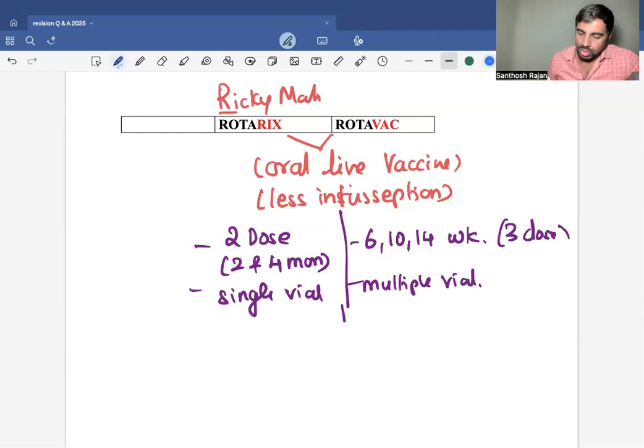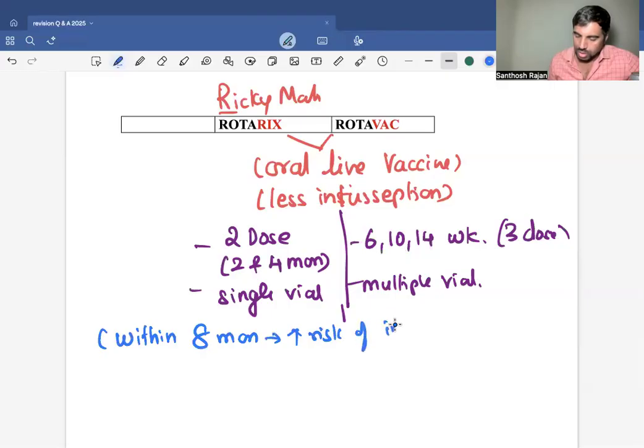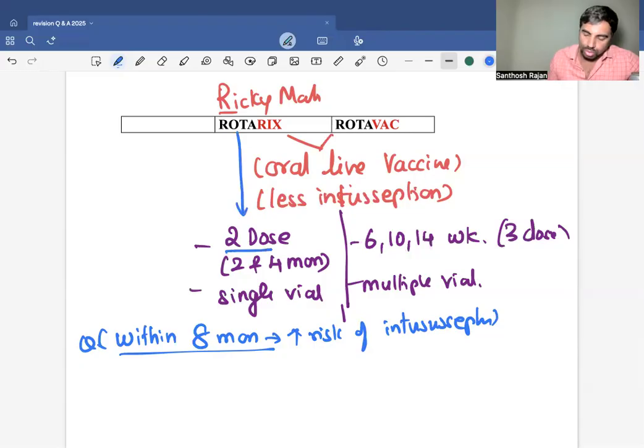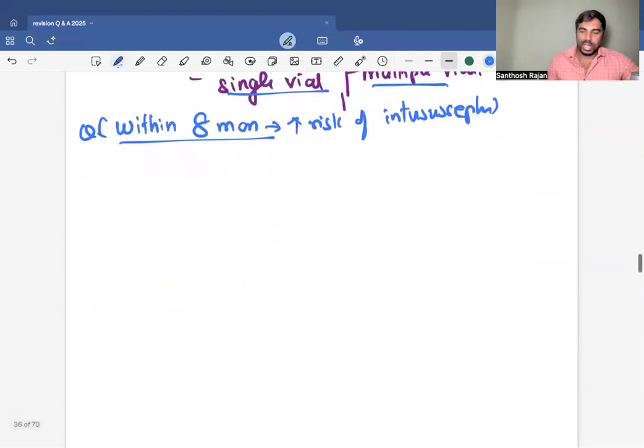Always remember these vaccines have to be given within 8 months, not more than that, because after that there is an increased risk of intussusception. That is the main reason, so always remember within 8 months is important. Rotarix is 2 doses, single vial. Here it is 6, 10, 14 weeks, multiple vial. These are some important points. They can ask about the rotavirus vaccine, but both are oral live vaccines. Very simple. Most common cause of childhood diarrhea.